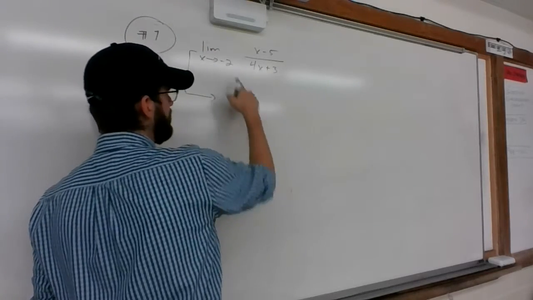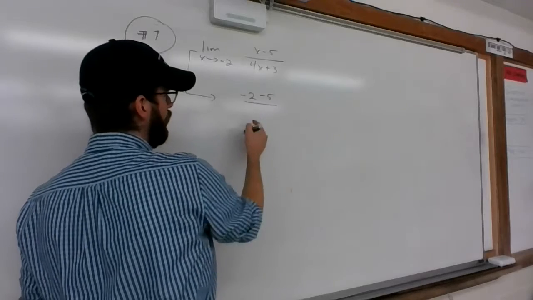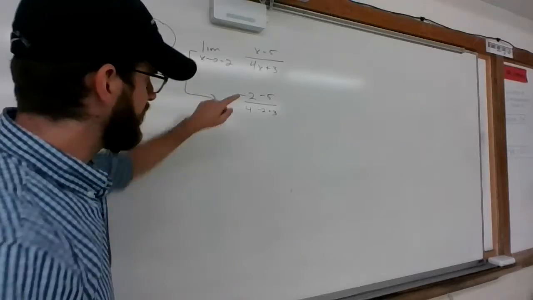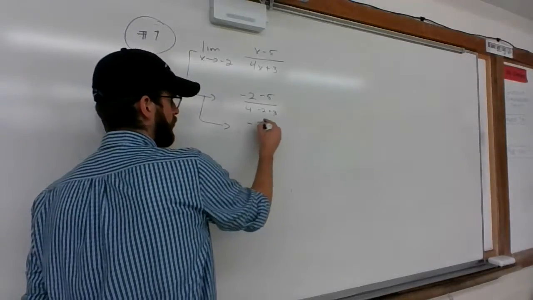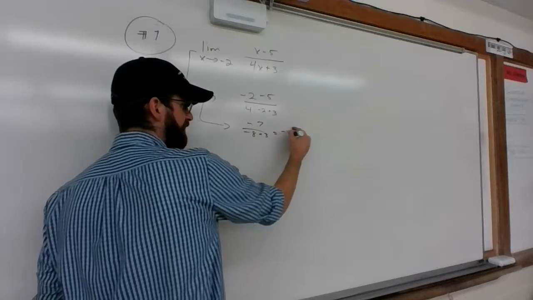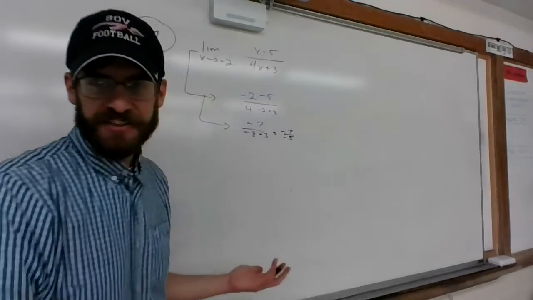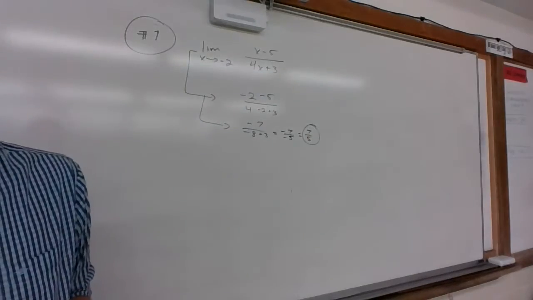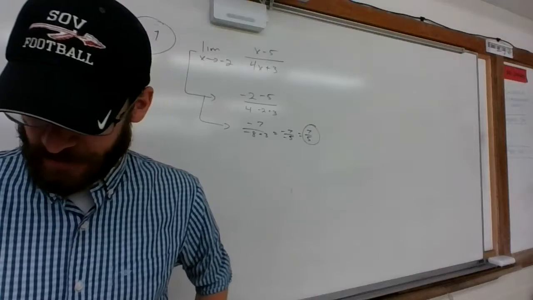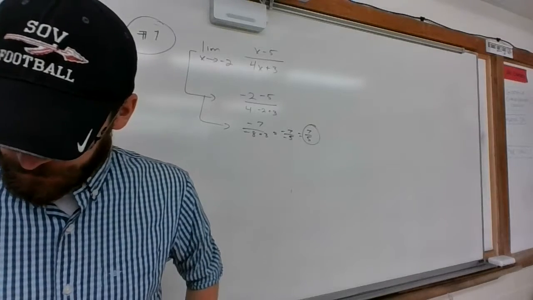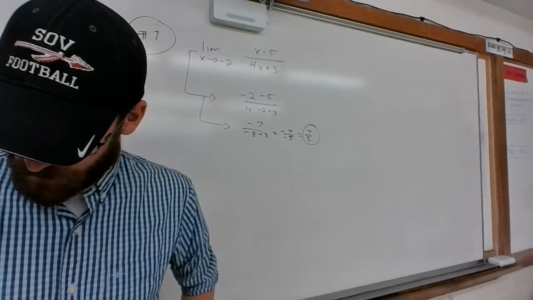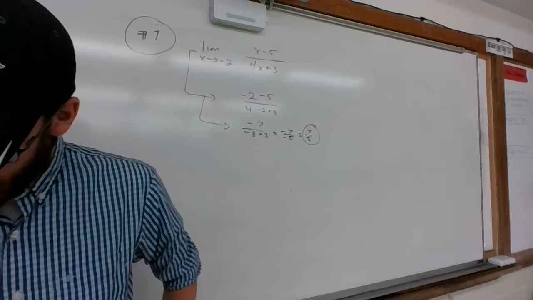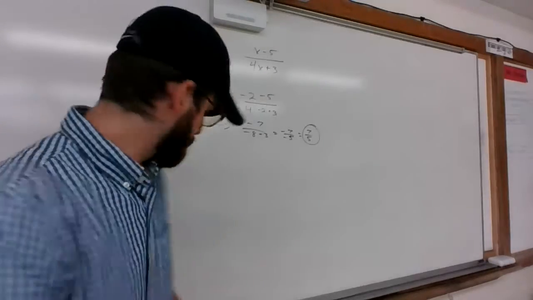So this is the limit of the top, which is negative 2 minus 5, over the limit of the bottom, which is 4 times negative 2 plus 3. Negative 7 over negative 8 plus 3, which is negative 5. It's 7/5. So we can just do straight plug-ins at times. Check out 21.